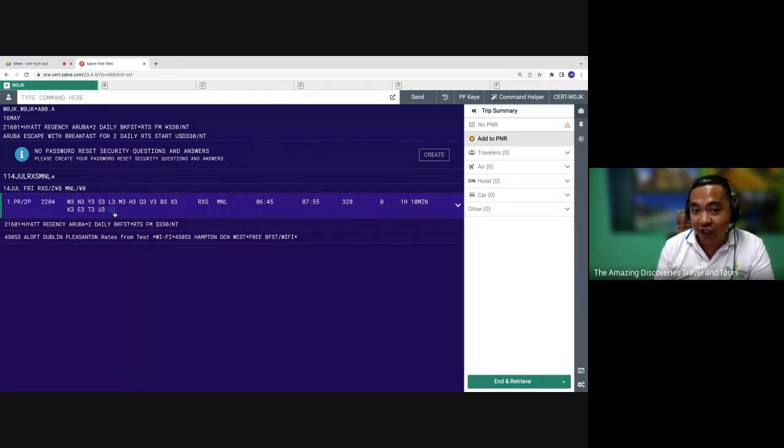Ang airline seats natin are segregated or nakaseparate siya sa booking class. Meaning, hindi tanan nga airline seat pare-pareho ang presyo. Diri sa Philippine Airlines, ang pinakabarato nga airline seat, amuna siya ang Oscar.